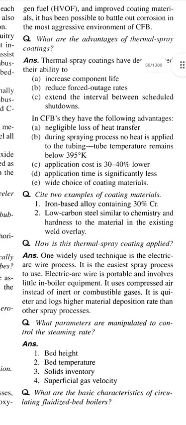Question, cite two examples of coating materials. Answer, iron based alloy containing 30% of chromium, low carbon steel similar in chemistry and hardness to the material in the existing weld overlay.